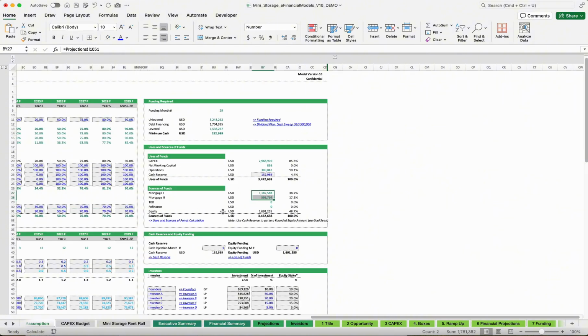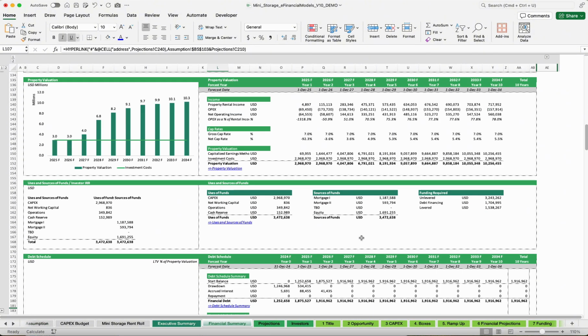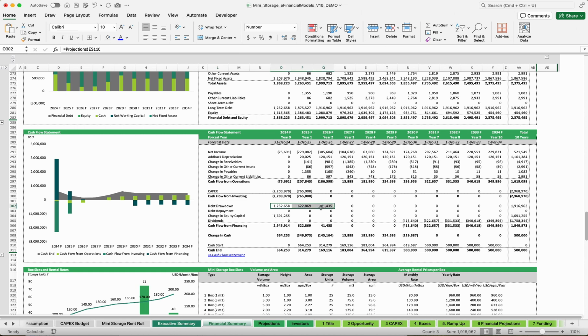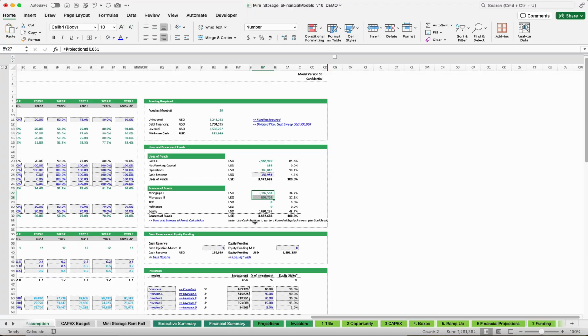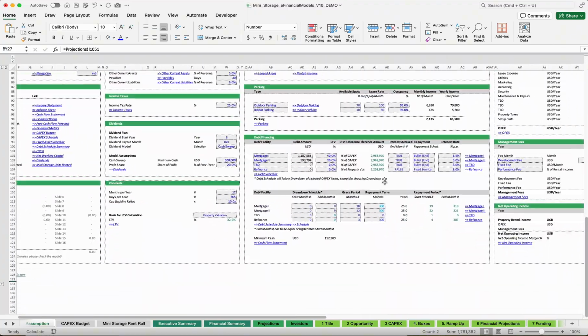And then if we look at the cash flow statement, you can see we draw down the debt here, and then at one point we have to repay the debt. In this case, this is done via exit, but we can change this. What we can do is this would look like that.